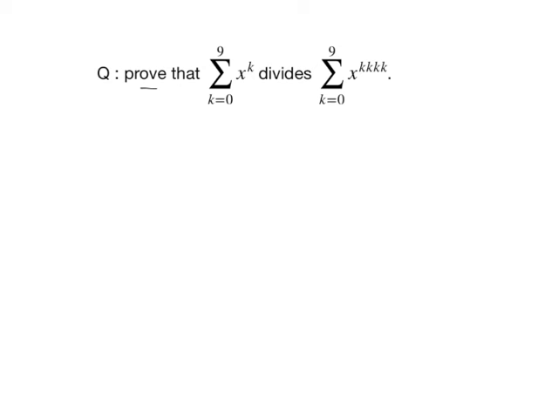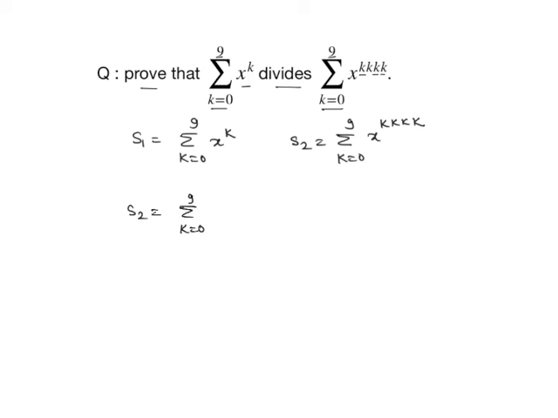Next problem is, prove that sigma k equals 0 to 9, x^k divides sigma k equals 0 to 9, x^(kkkk). So we'll assume S1 as what? Sigma k equals 0 to 9, x^k, and S2 equals sigma k equals 0 to 9, x^(kkkk). So S2 we can write as what? Sigma k equals 0 to 9, x^k into (1000 plus k into 100 plus k into 10 plus k). So this we can write as S2 equals sigma k equals 0 to 9, x^k into (kk0 plus k).